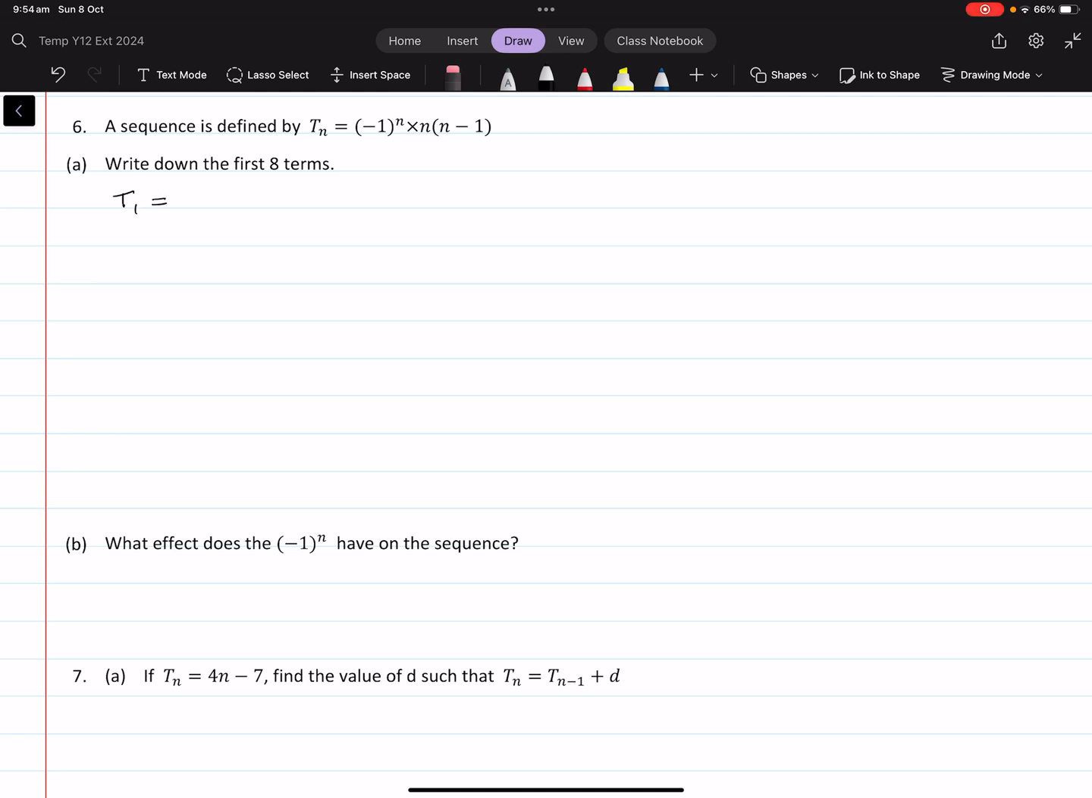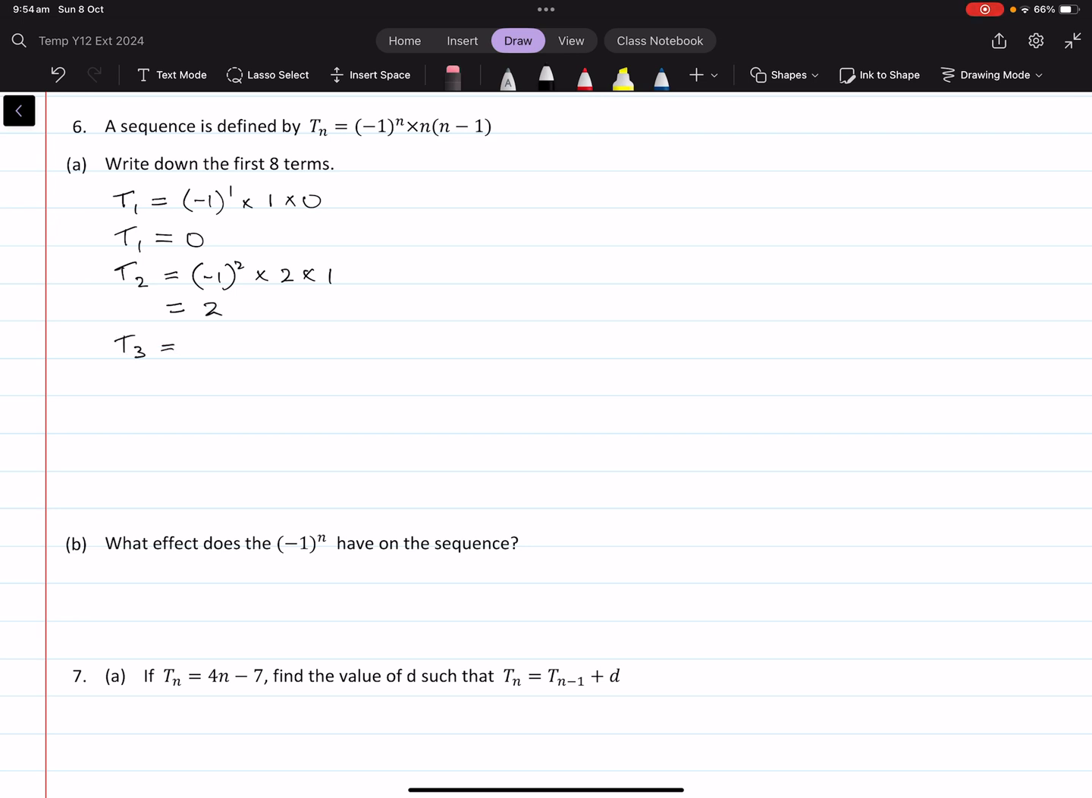Okay, so term 1 is going to equal -1 to the power of 1 times 1 times 0. Well, anything times 0 is 0. So term 1 is 0. Term 2 is going to be -1 squared times 2, because n is 2, n minus 1 is 1. And so -1 squared becomes positive now, and so it's positive 2.